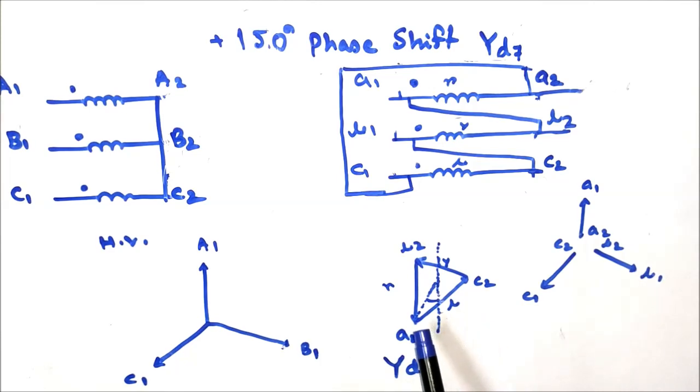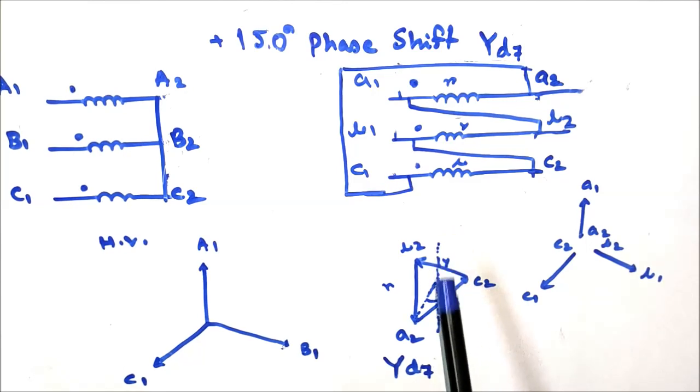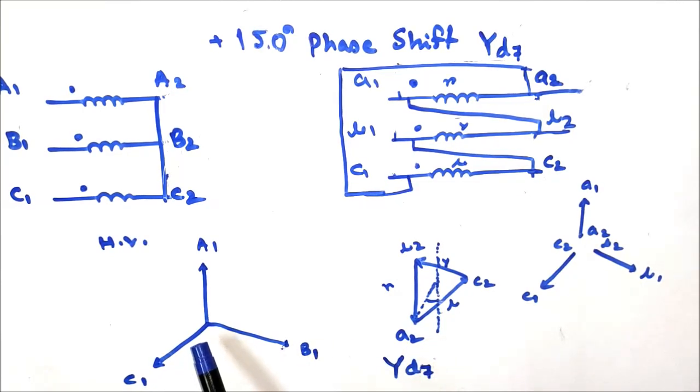So if you draw the virtual neutral and extend it to the A2 terminal, and this neutral is further extended to the vertical straight line, this point represents the 0 o'clock in the clock rotation, and this is the 6 o'clock, and that is why it is 7 o'clock, that is plus 150 degree phase shift of the LV side winding induced EMF with respect to the HV side winding induced EMF. That is why it is called the Yd7 vector group.